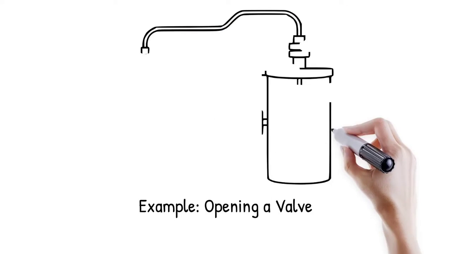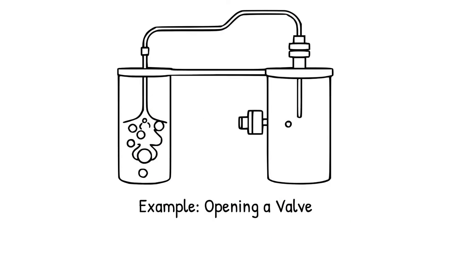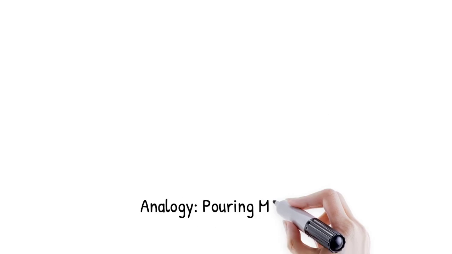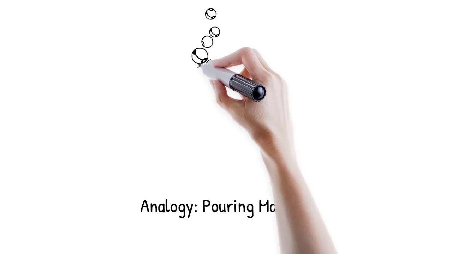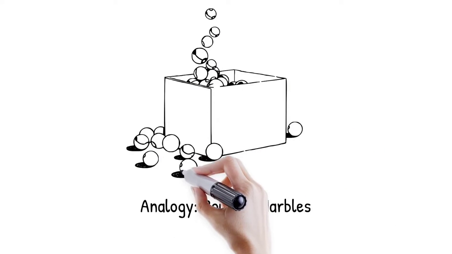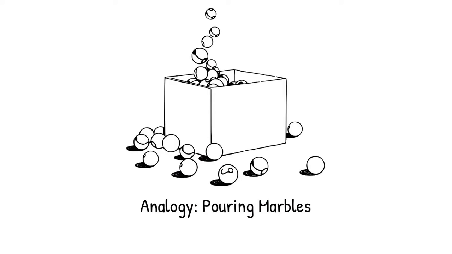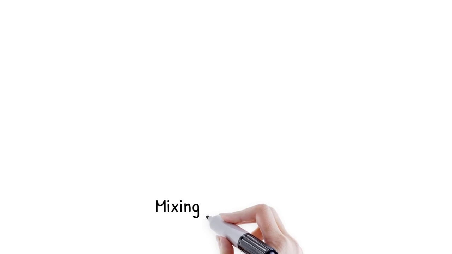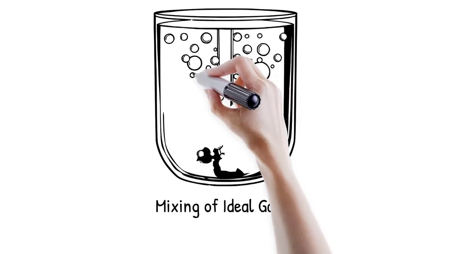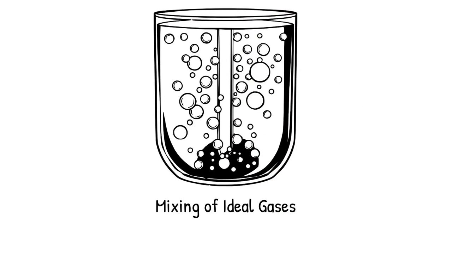Opening a valve between two chambers, one filled with gas and one vacuum, lets the gas fill both, increasing entropy without heat. It's like pouring marbles into a bigger box. Their total energy doesn't change, but the ways they can arrange themselves multiply. When two different ideal gases mix in an insulated vessel, no heat or work is exchanged with the environment.